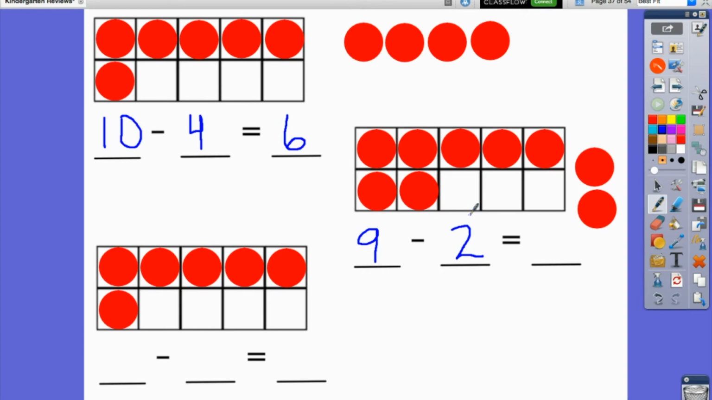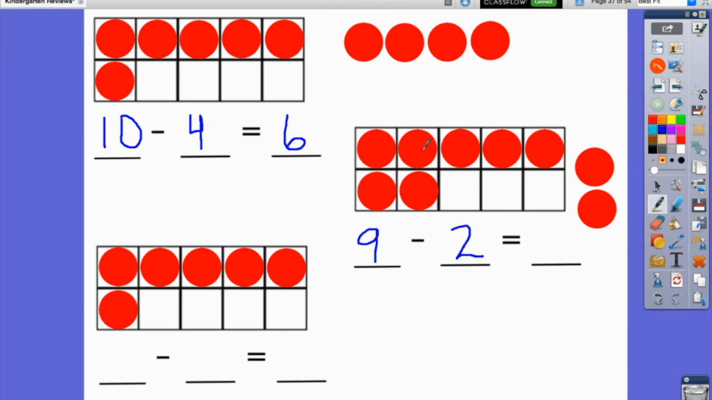If you think there are 5 counters, I want you to put your hand on your head. Are there 5 counters left? Show me. If you agree, put your hand on your head. Oh, I see a lot of people that didn't agree with me. Maybe we should count. So I had 9 counters. I took 2 away. How many are left?